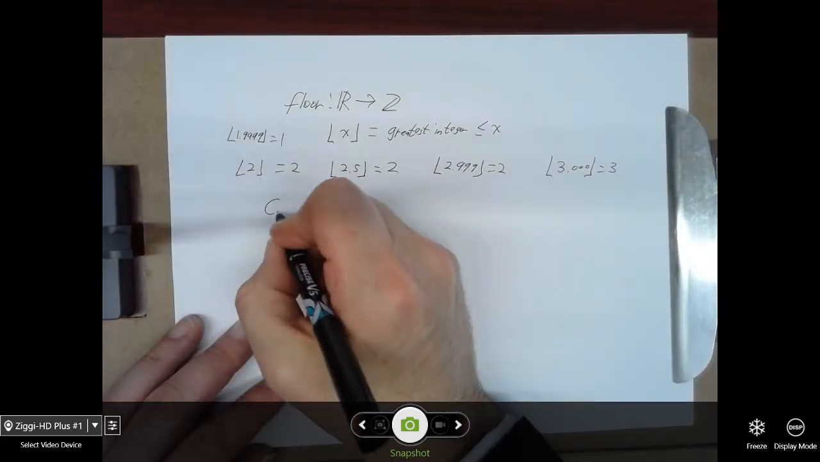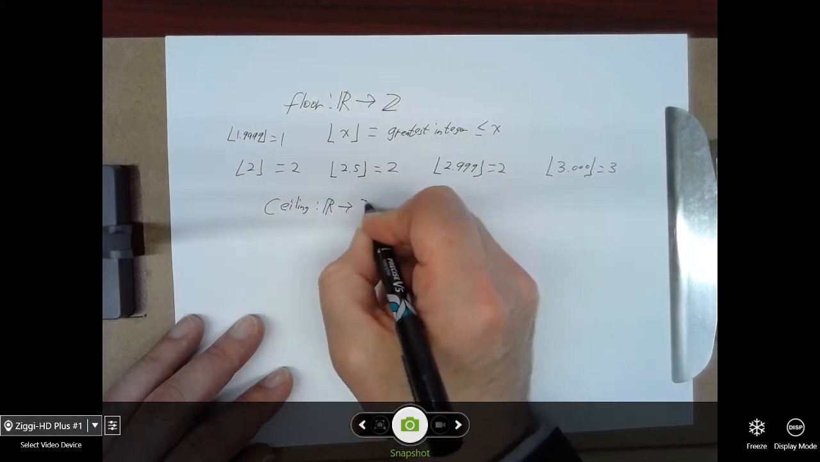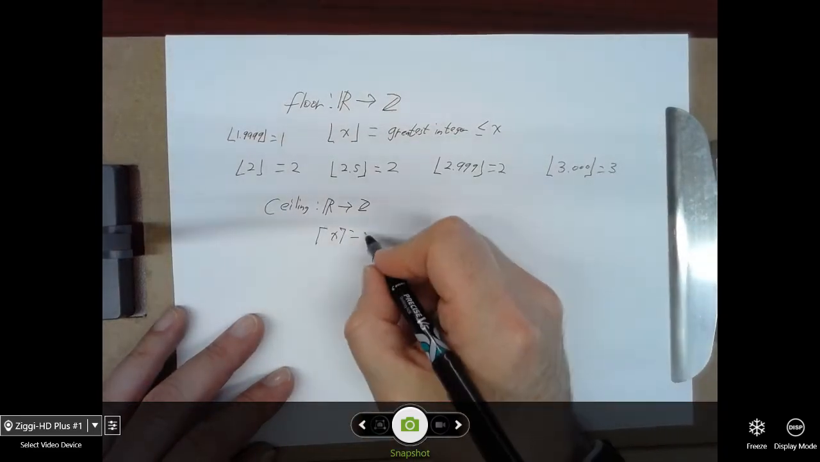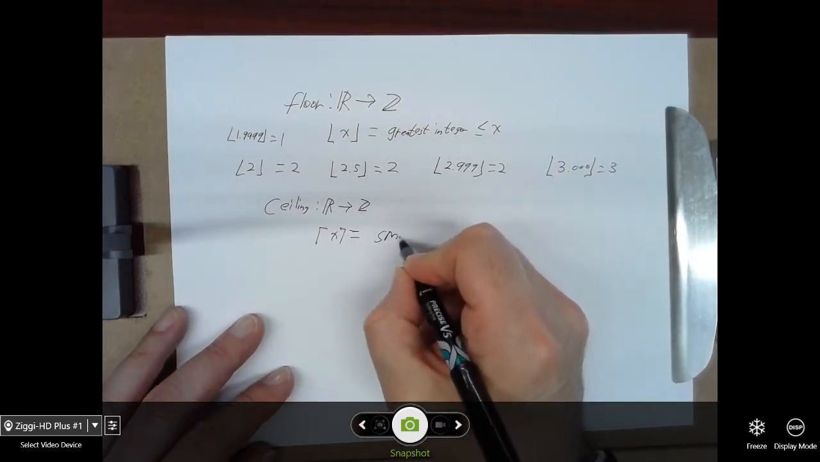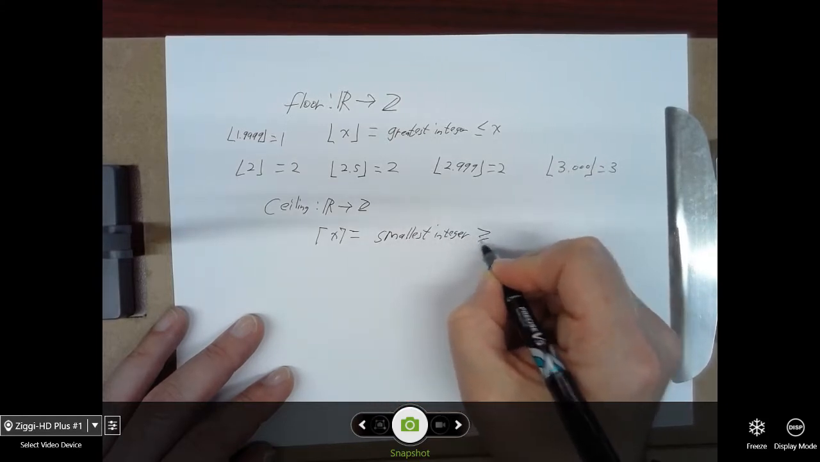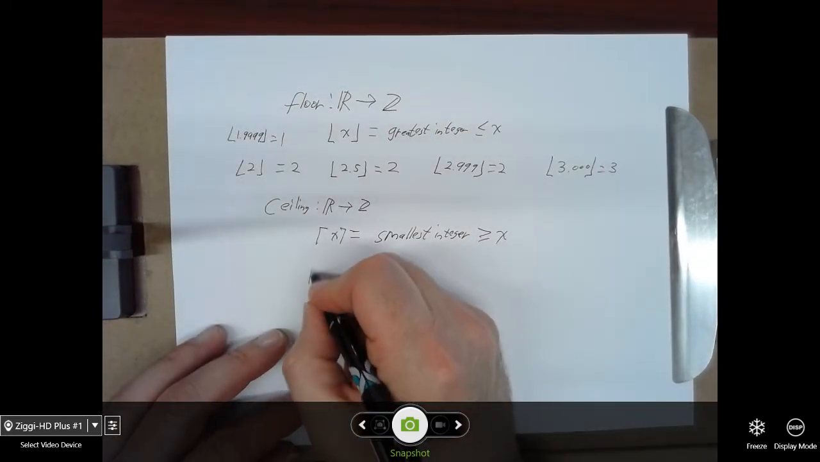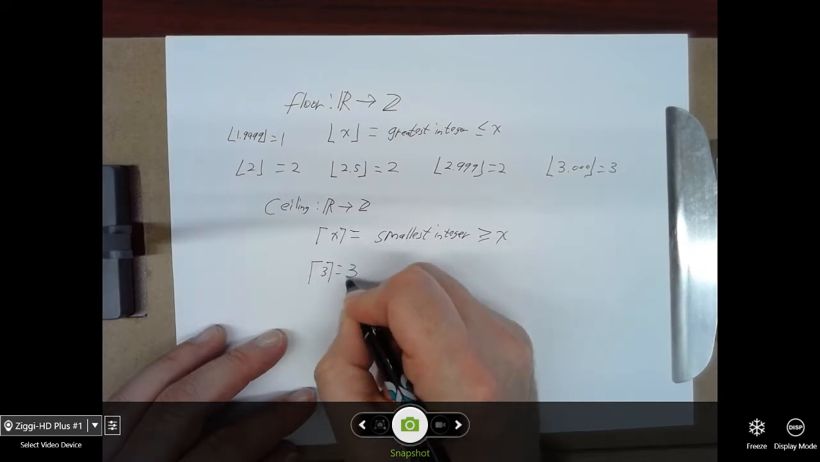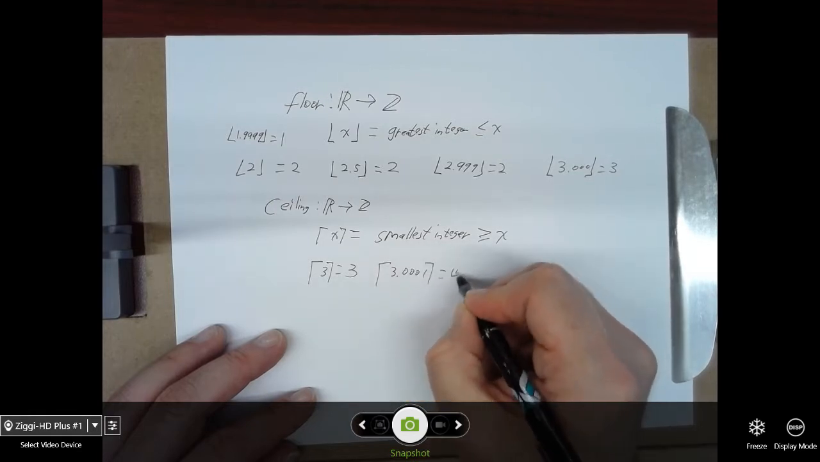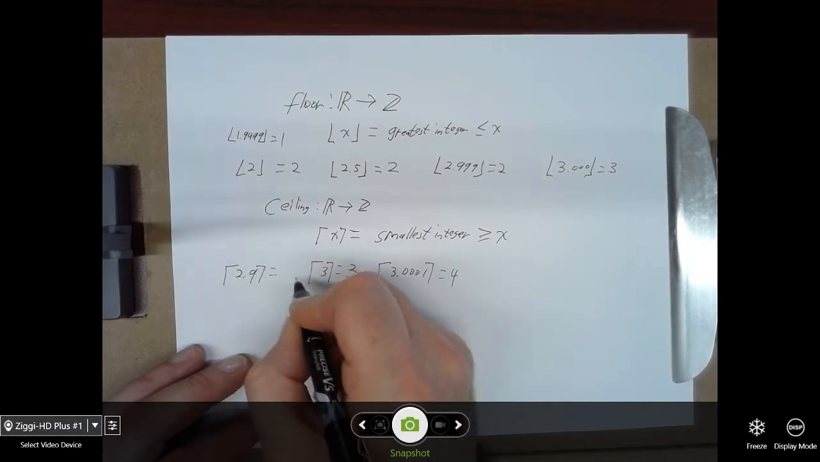And then the ceiling, we write like this. And this is the smallest integer which is bigger than or equal to x. So ceiling of 3 is 3. Ceiling of 3.0001 is 4. Ceiling of 2.9 is also 3.